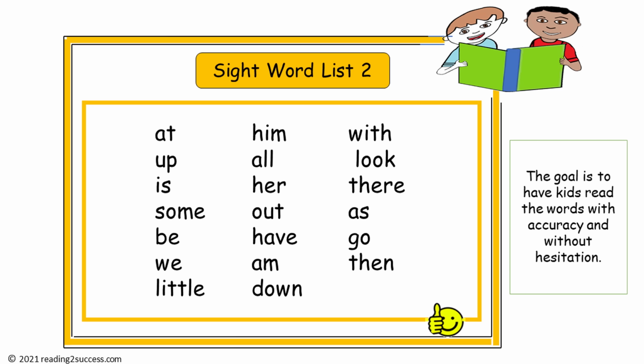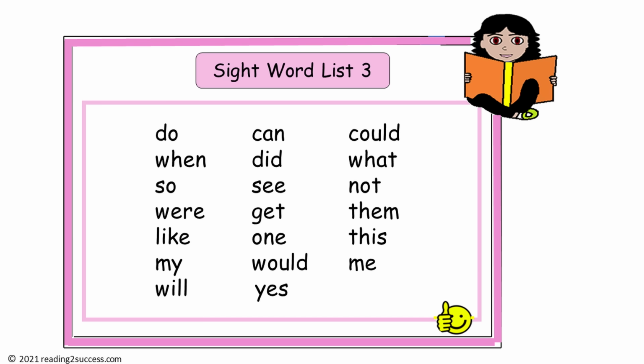Now having kids complete all the activities for the sight word list 2, the goal is to have kids read the words with accuracy and without hesitation. At, up, is, some, be, we, little, him, all, her, out, have, am, down, with, look, there, as, go, then. Next, introduce kids to sight word list 3.